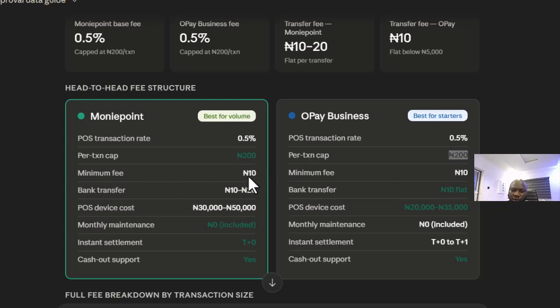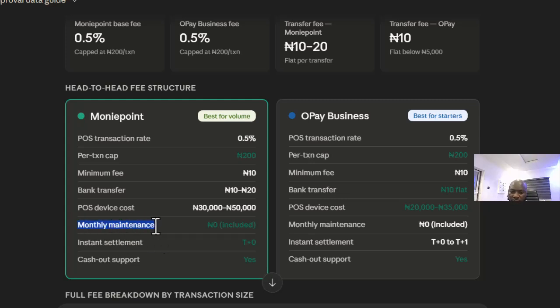Then the minimum fee for a transaction is 10 naira. Same thing goes for OPay as well. Then bank transfer is within 10 to 20 naira, and bank transfer for OPay is 10 naira flat. Then the POS device cost for Moniepoint is within 30,000 naira to 50,000 naira, and for OPay, within 20 to 35,000 naira. It depends, because each of these platforms has different POS machines, so it depends on the one that you are actually going for, right? But it's within that range.